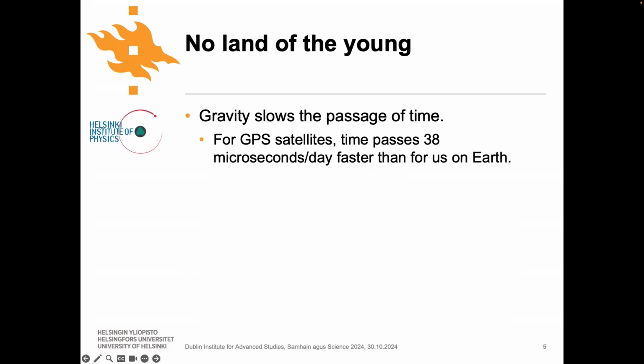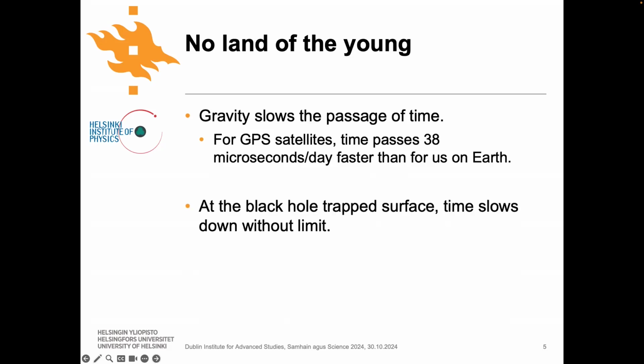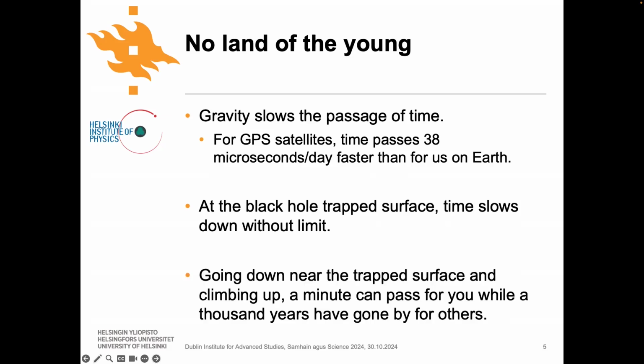Now, for the Earth, in absolute terms, 38 microseconds per day is quite small, and this is true everywhere in the solar system, even on the surface of the sun, where gravity is strongest in the solar system. But for black holes, time slows down without limit as you approach the trapped surface. So let's say you go to the closest black hole, which is about 1,600 light years away, you take your spaceship, and you go down close to the trapped surface, and then you come back up, and 1 minute has passed for you, then 1,000 years can have passed for others. And of course, when you go closer and closer to the trapped surface, you can extend this infinitely, so maybe 1 million years have passed or something.